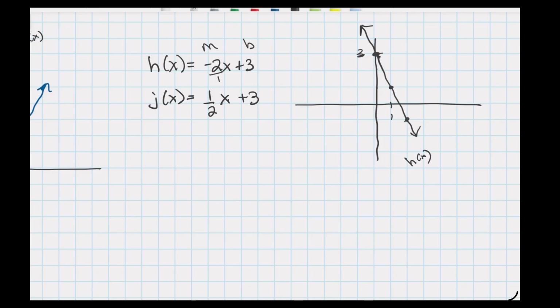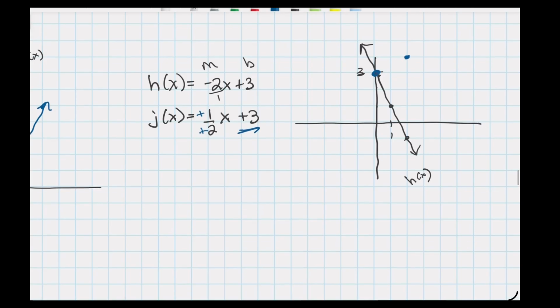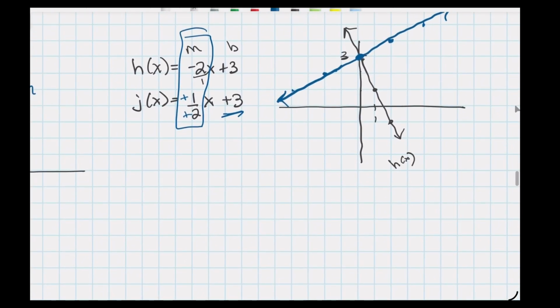All right, let's go to j of x. Y-intercept 3. Slope, up 1, right 2. Change in y over change in x. And I'm going to follow that again a few more times. If they were both negative, it would be down and left. There's that. Notice something with the slopes. They're of opposite signs.